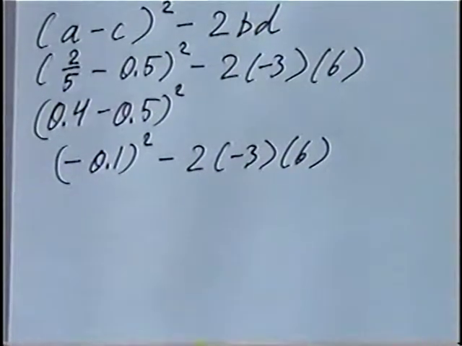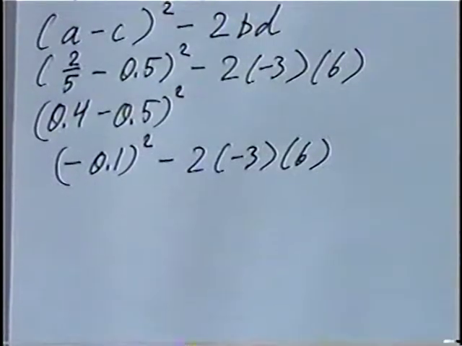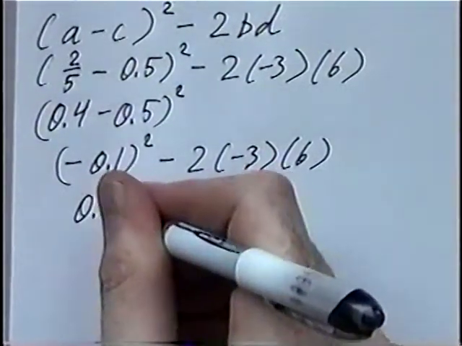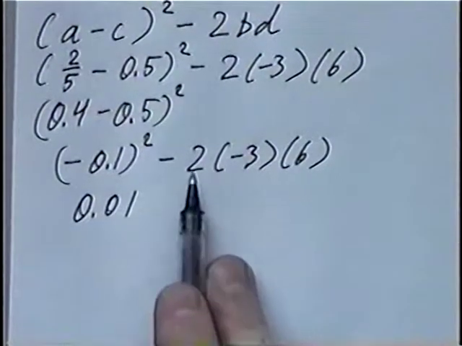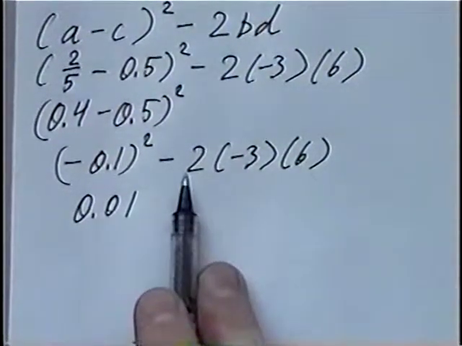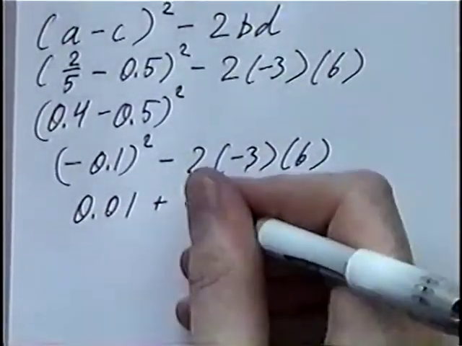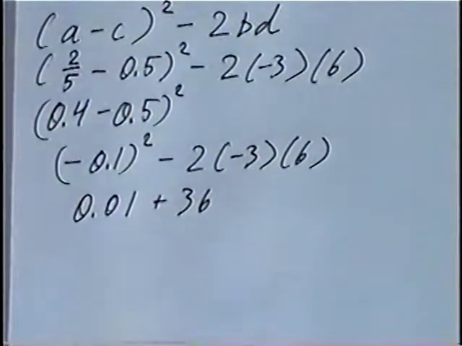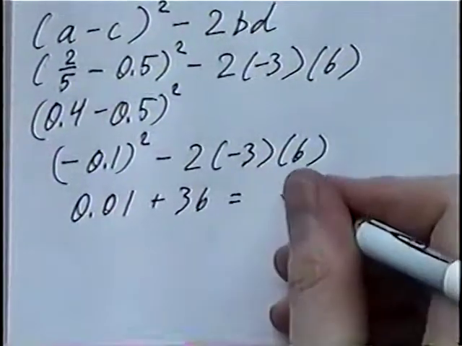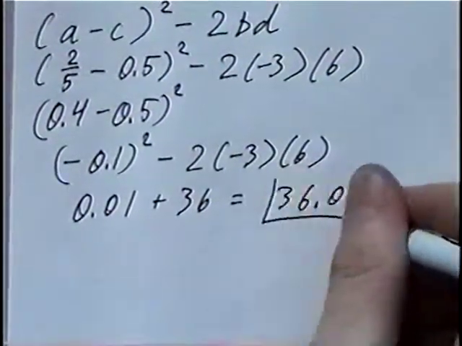Exponents we'll do next. 0.1 squared. If you multiply that out, that would be 0.01. And multiplying the rest of the numbers, negative 2 times negative 3 would be positive 6. Positive 6 times 6 would be 36. So we have 0.01 plus 36. So our final answer would be 36 and 1/100th.